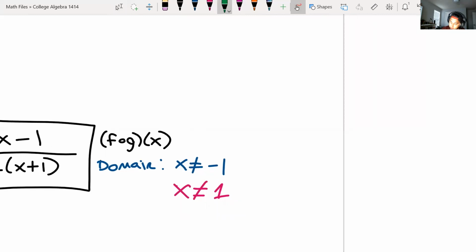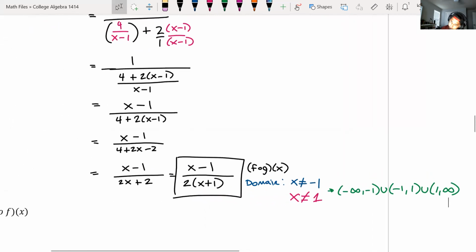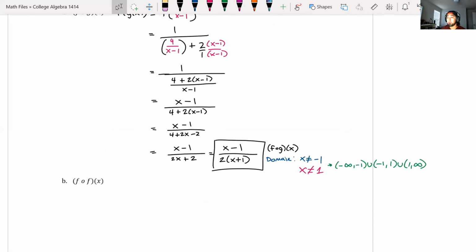It may, I don't think it will, but it could make you put an interval notation. If that happens, then your interval notation would just be -infinity to -1, union, -1 to 1, union 1 to infinity. All right. So there's that.